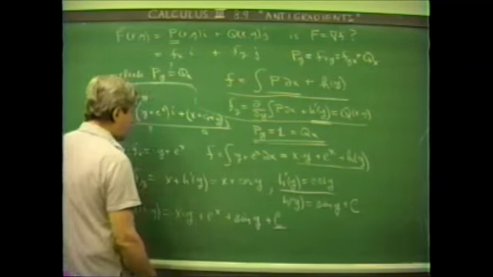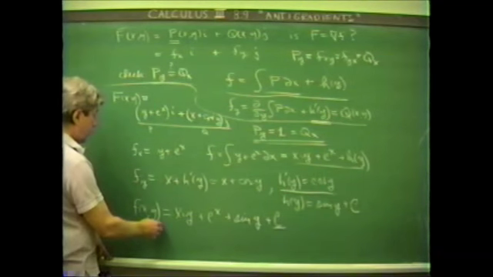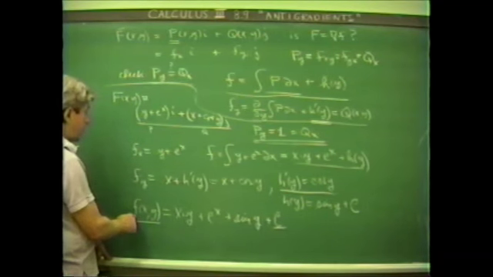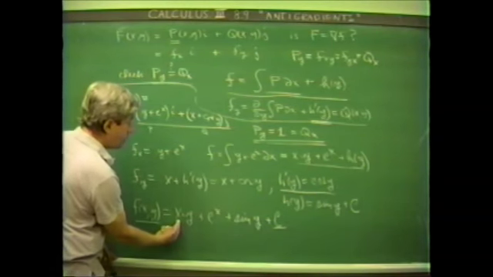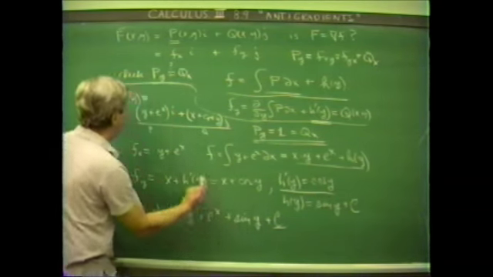So we can pick any constant here, and we can now check, of course, that the gradient of little f is capital F. What's the partial of little f with respect to x? It's y plus cosine.